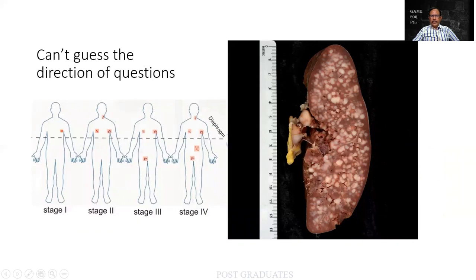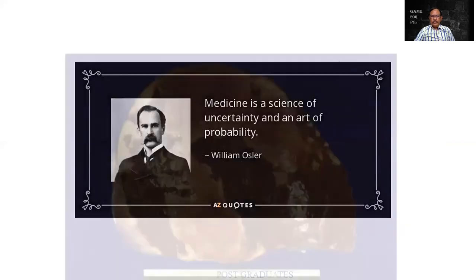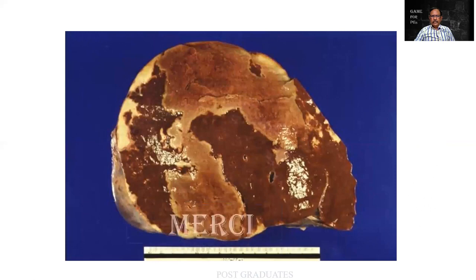And whenever a specimen of a spleen or a lymphoma is given to me, I cannot guess in what direction the questions will go. And this is a picture of an Ann Arbor classification of the Hodgkin's lymphoma and the staging. So we people should have anything in mind starting from the etiology up to the staging, or even an autosplenectomy. That is why it is said, medicine is a science of uncertainty and an art of probability. William Osler, a famous physician, has said that as is your pathology, so is your medicine.